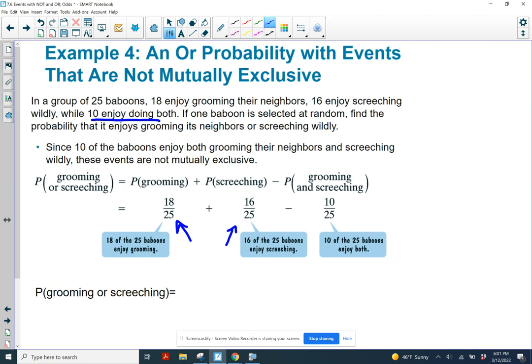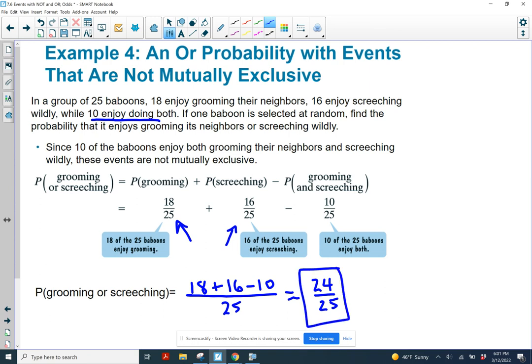Notice all those denominators are the same, so I can add them up by just combining the numerators, I should say. We've got some adding and subtracting. So that's going to be 18 plus 16 minus 10, or 24 out of 25. Again, you can use your calculator on this. We get 24 out of 25.